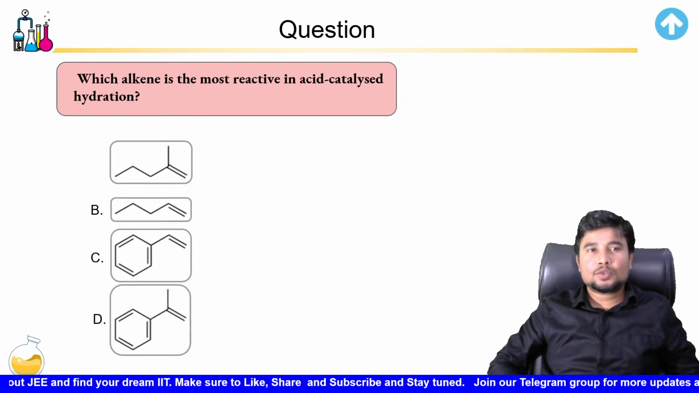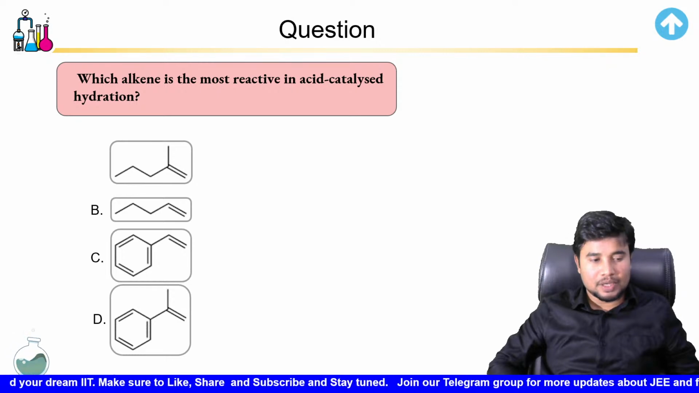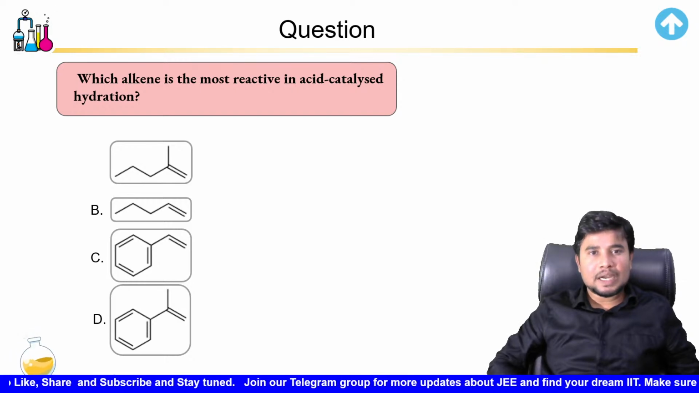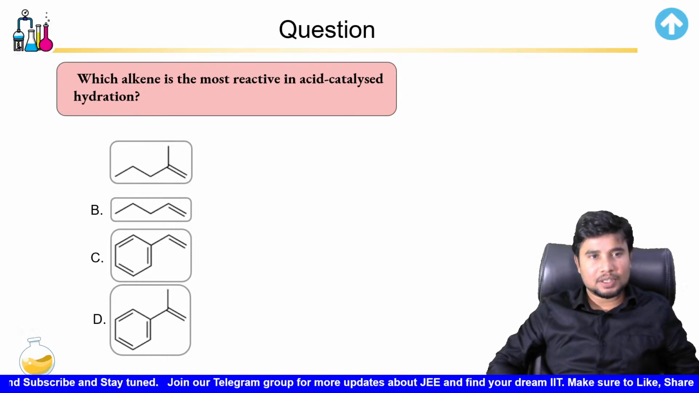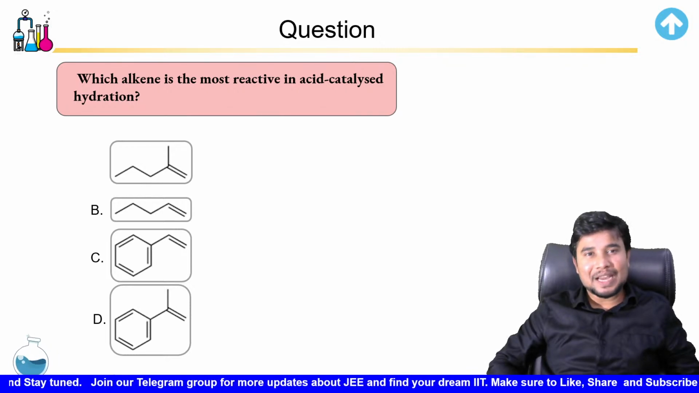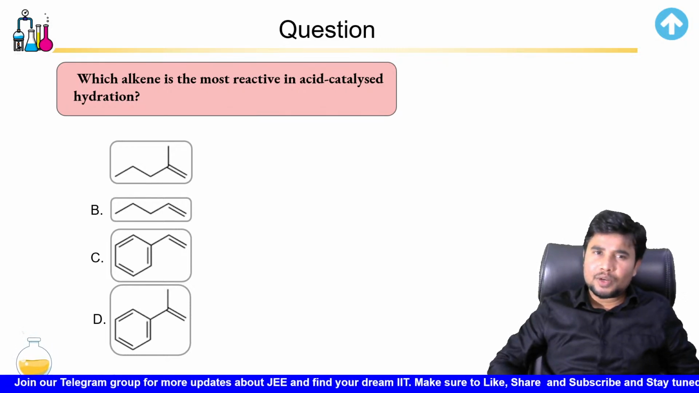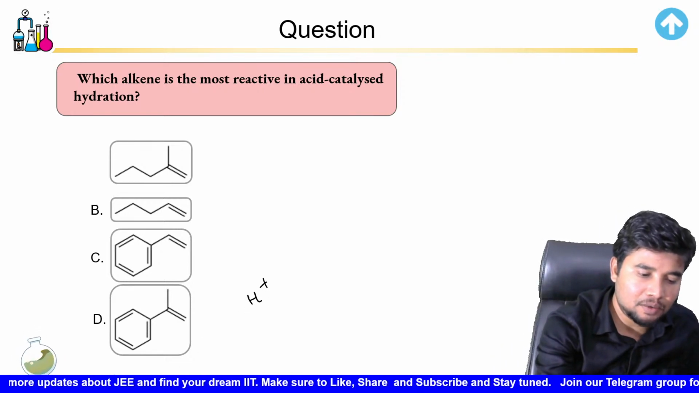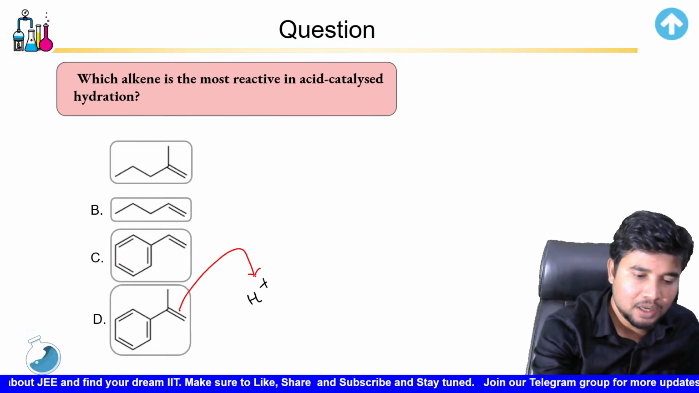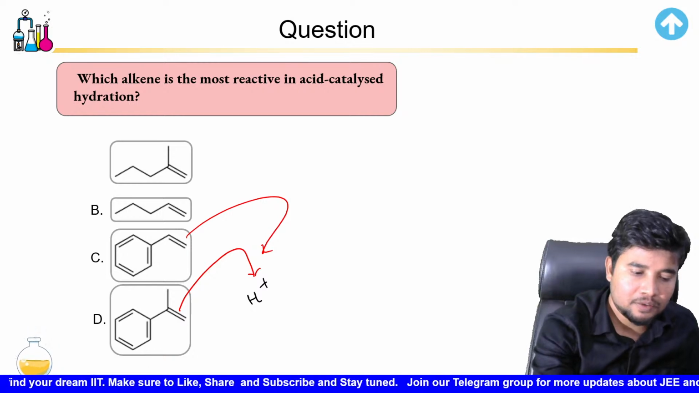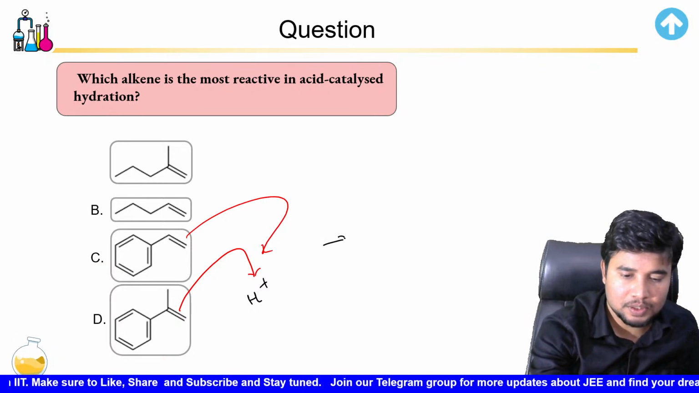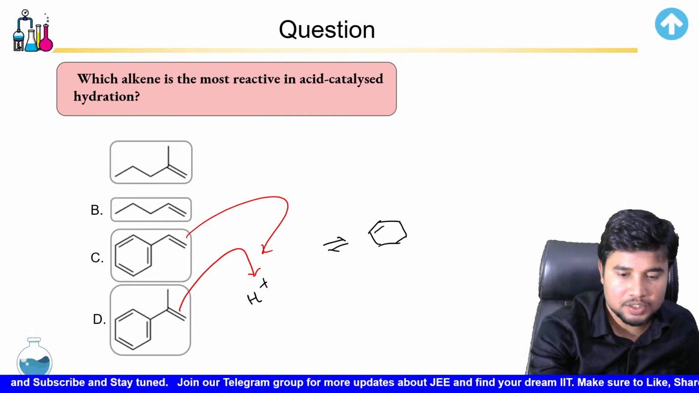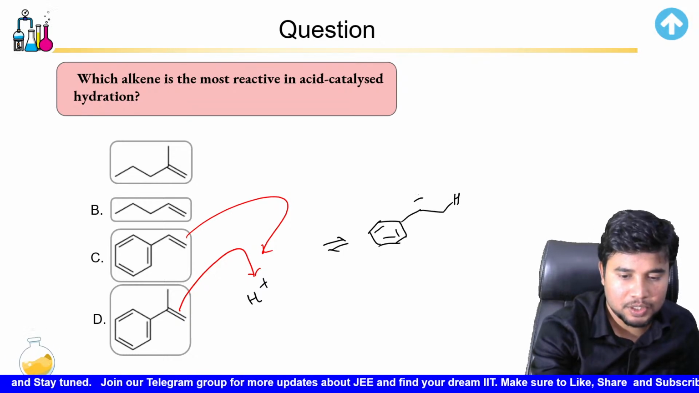Let us move to the next one and try to understand some questions based on whatever we have talked about so far. This question is, which alkene is most reactive in acid catalyzed hydration? Now we know acid catalyzed hydration results in H plus being attacked. Which one would attack H plus first? Let us say this one does. When the second last one does, it would give you a carbocation next to a benzene ring. You would get a hydrogen over here and a carbocation. You actually have resonance.